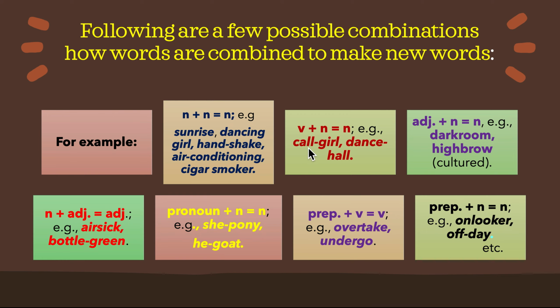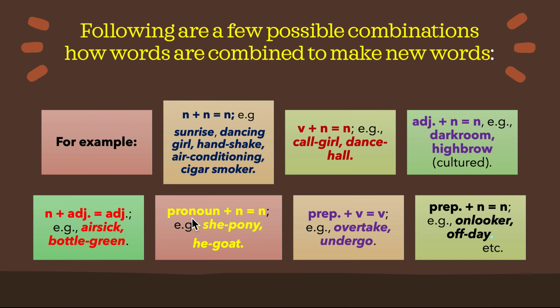Then we have the combination of verb plus noun is equal to noun. For example, call girl, dance hall. Then we have adjective plus noun is equal to noun. For example, darkroom, highbrow, that is to say, cultured. Noun plus adjective is equal to adjective. For example, earsick, bottle green.